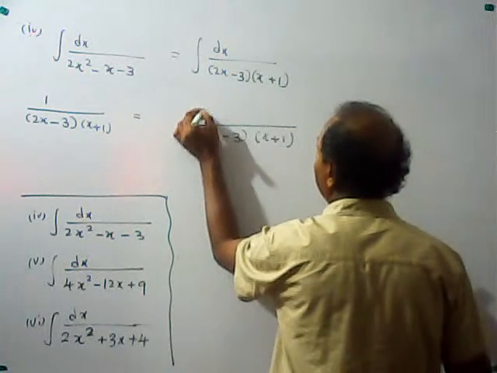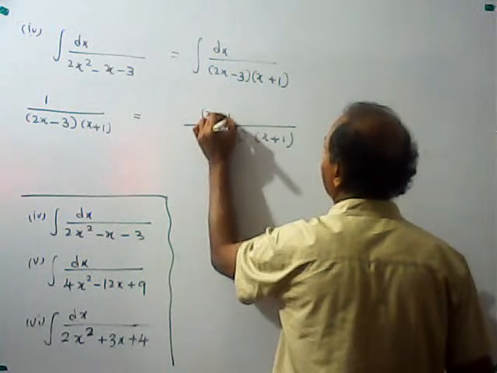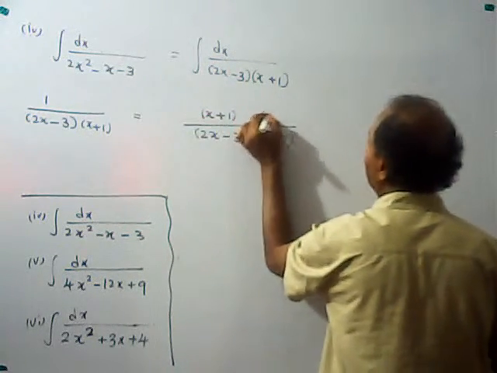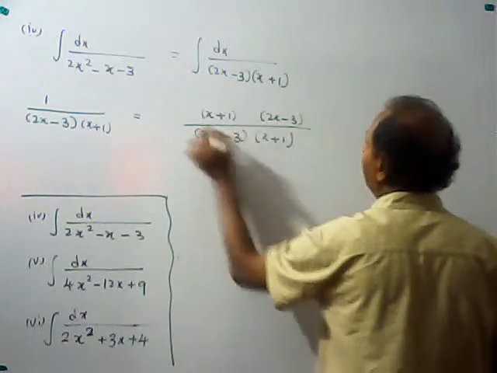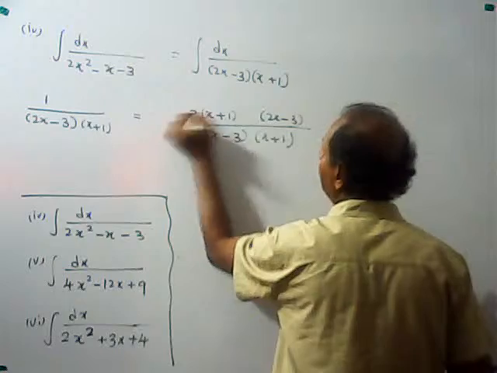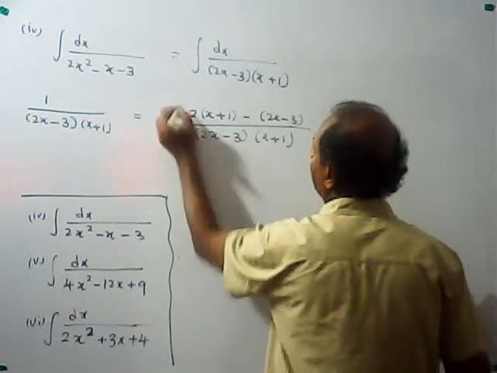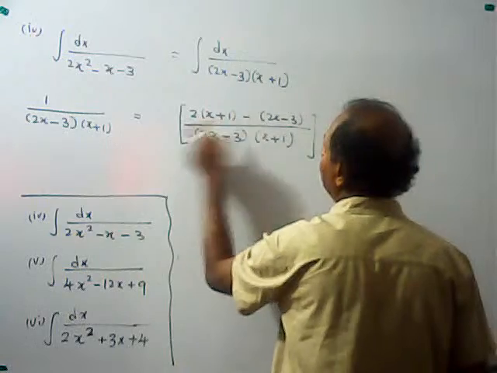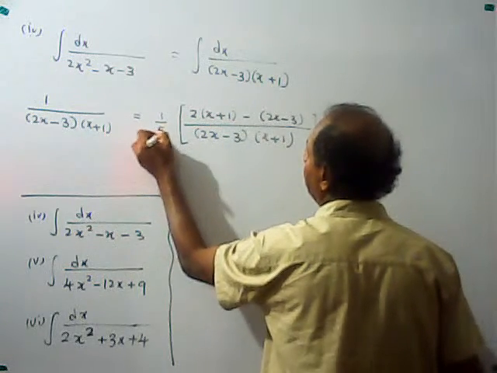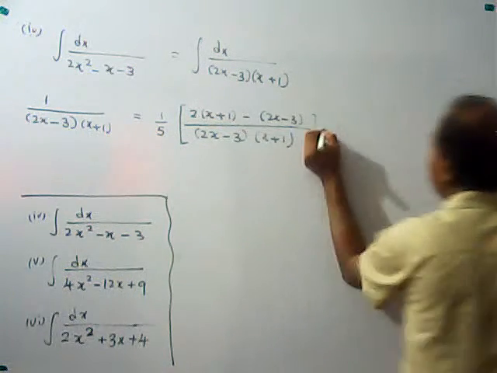Like the same here. Get rid of x, multiply this by 2 and subtract. Then x disappears, 3 plus 2, 5, we have to divide by 5. And taking into two parts.